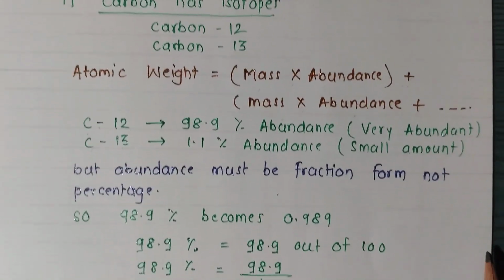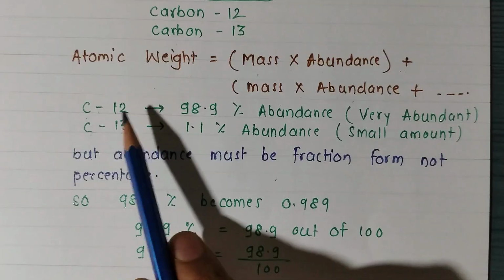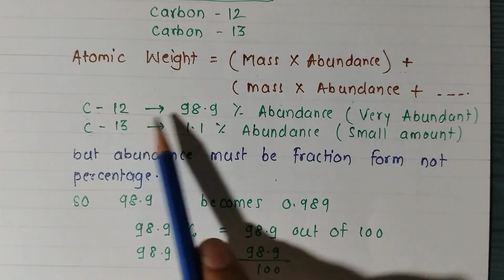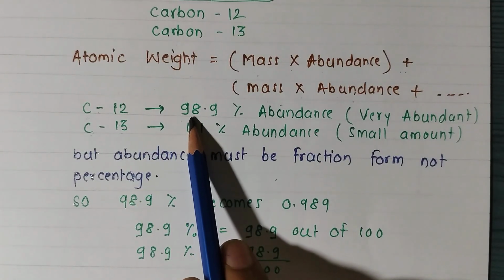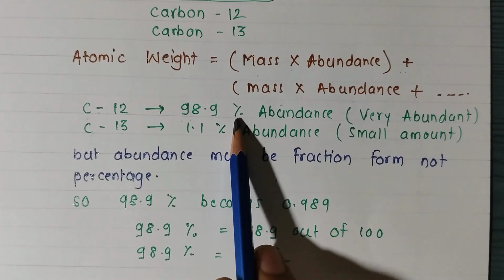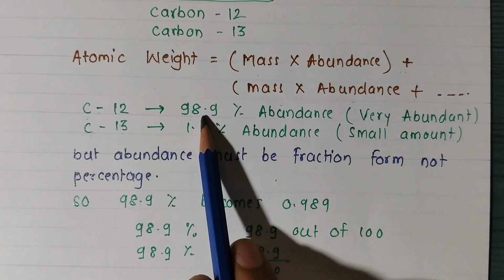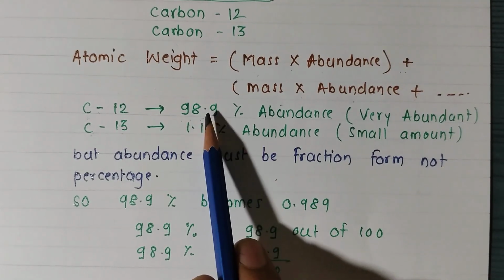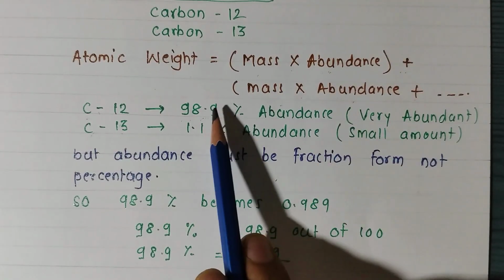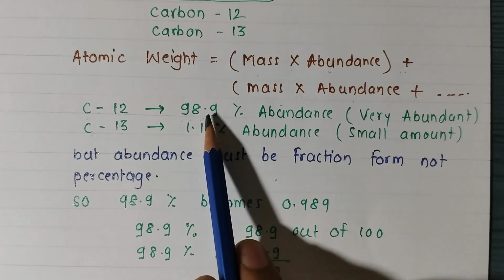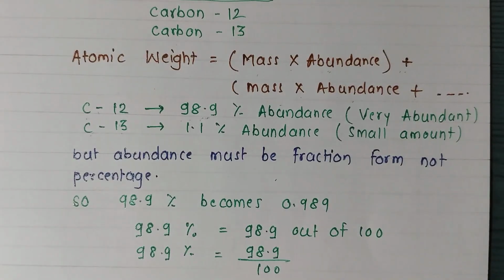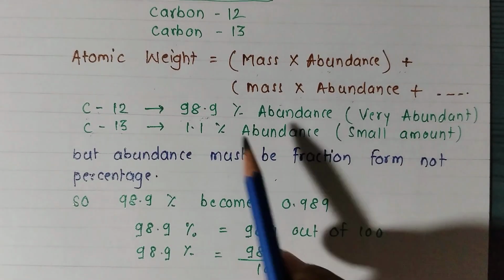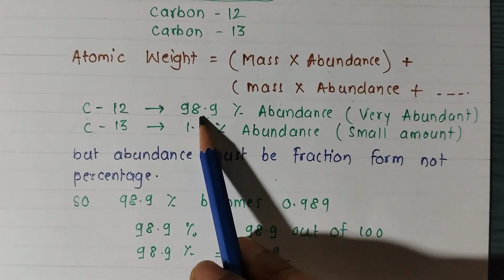Now the abundance of carbon 12 is about 98.9%, but we cannot use this abundance as a percentage in this formula. We use it in fraction form.